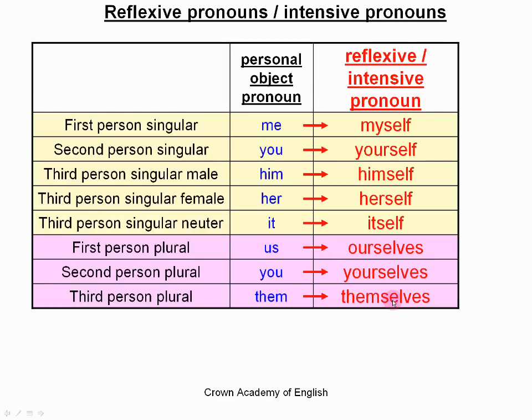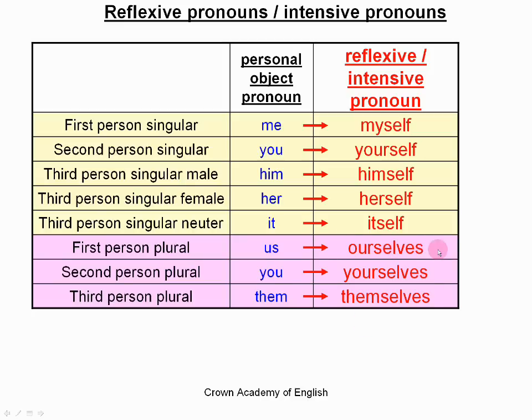So in this column, in red, this is the list of 8 reflexive pronouns and 8 intensive pronouns. So the 8 words are reflexive pronouns and intensive pronouns. It is the same words for both. So in yellow, we have the singular. So the first person is myself. Second person, yourself. Third person male, himself. Female, herself. And neuter, itself.